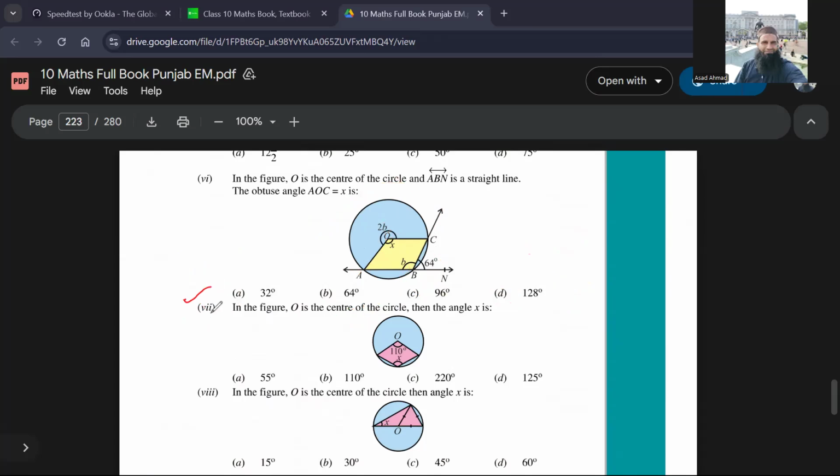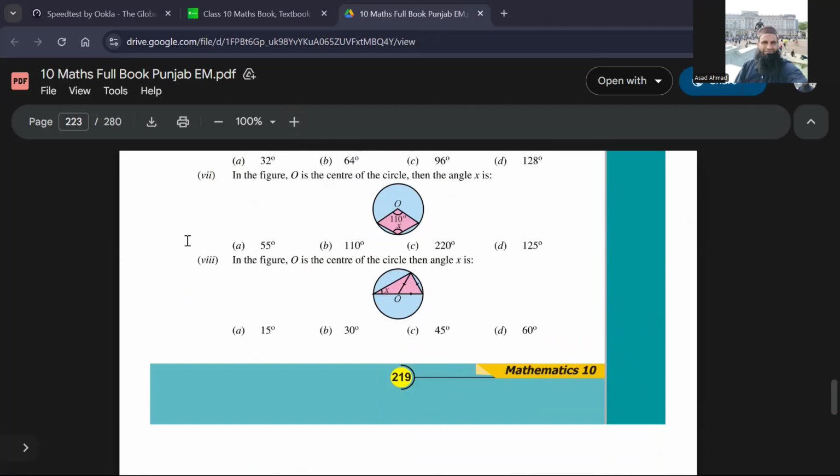Move to the next part, number 7. So the same concept is being used. X and this part will become 2 times x because x is circumangle and 2x is a central angle. So 2x plus 110 is equal to 360. So 360 minus 110 will make it 250 and divided by 2 will make x 125. So this will be your correct answer. Next, part number 8.